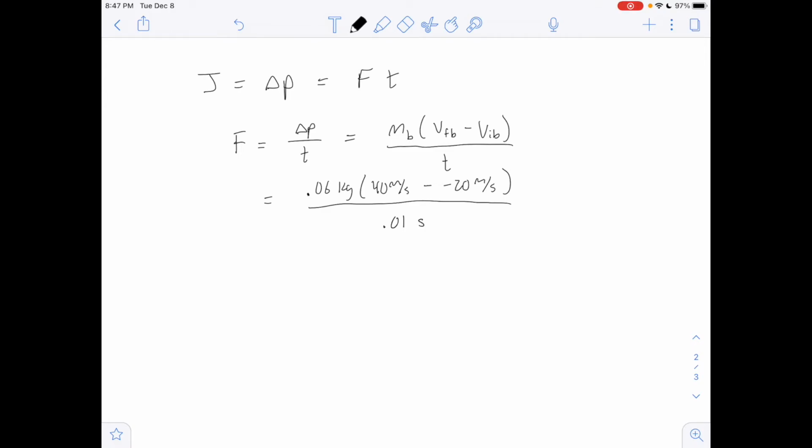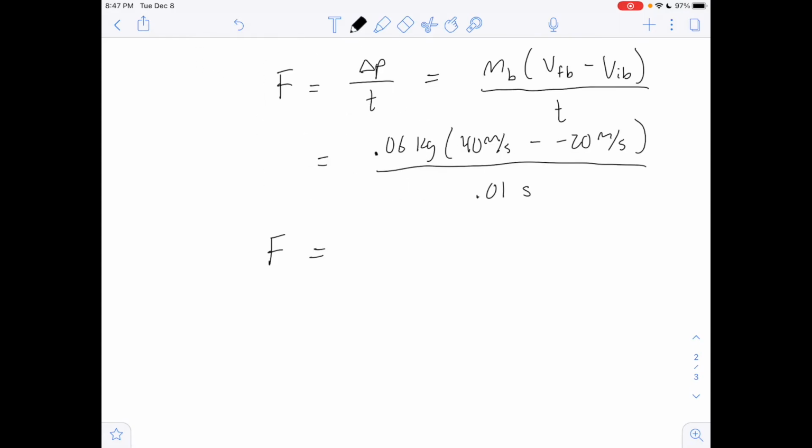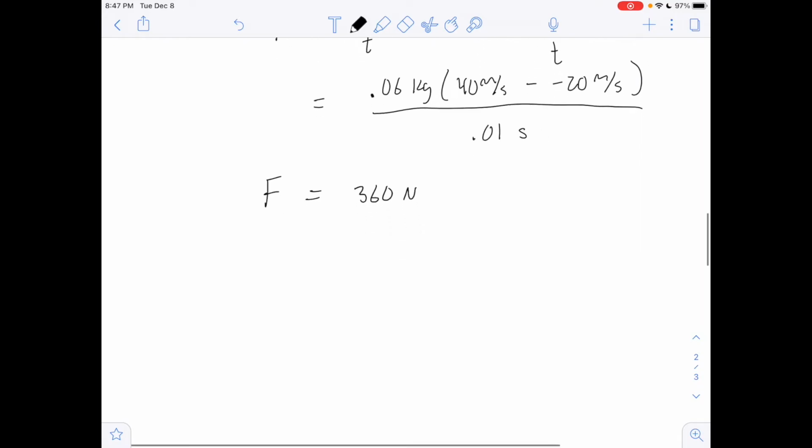First of all, you have to convert that 10 milliseconds to seconds, and 10 milliseconds is 0.01 second. And don't forget that the initial velocity is negative, so you have to include that negative there. And so now we can just plug numbers into the calculator, and we end up with a force of 360 newtons.